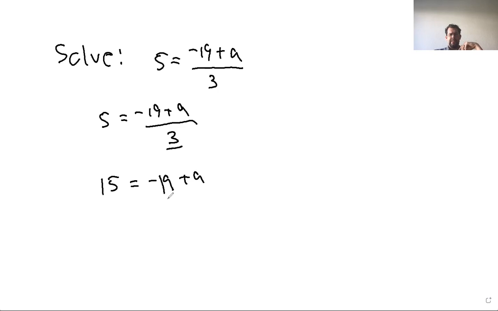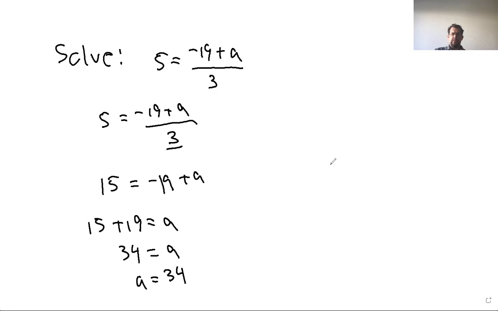The only number on the right-hand side that we have to be concerned about is this negative 19. So we're going to add 19 to both sides to get rid of that. On the left-hand side, I'm going to write this all down. We're going to have 15 plus 19. 15 plus 19 is going to, well, let's see here. 5 plus 9 is 14, plus 20 is 34. And that'll give us a is equal to 34.